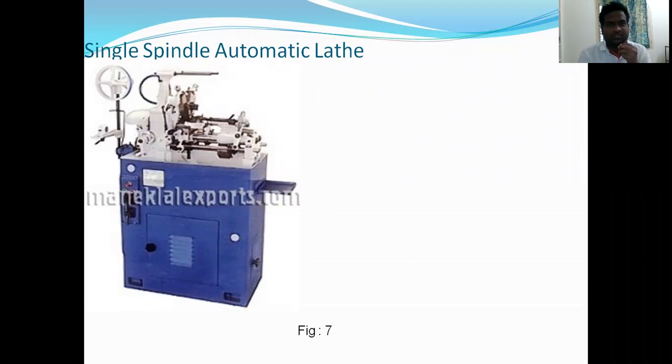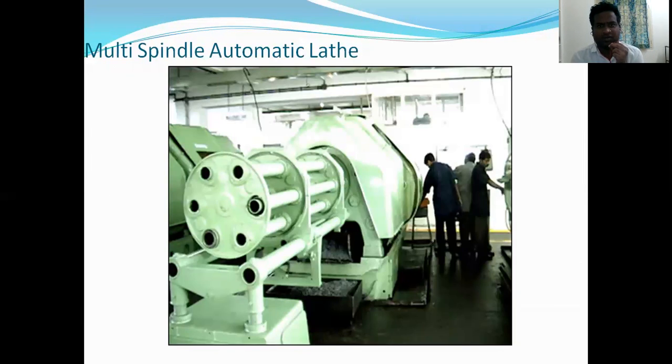So this is the single spindle automatic lathe. Automatic lathes are available in both multiple spindles and single spindles. In the picture, we are observing that single spindle automatic lathe. And this is the multi-spindle automatic lathe.